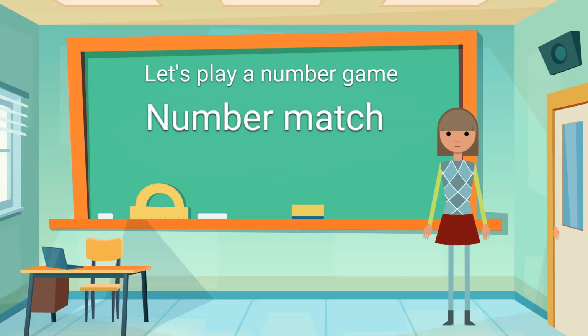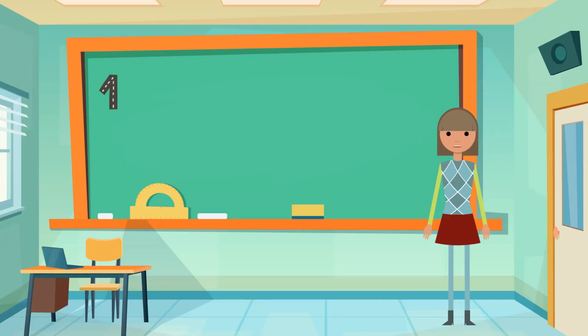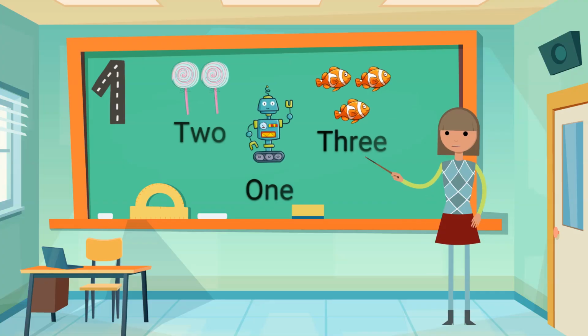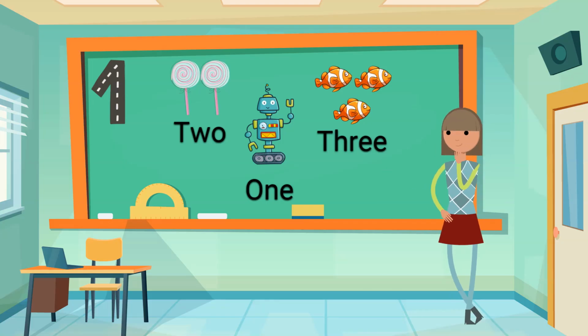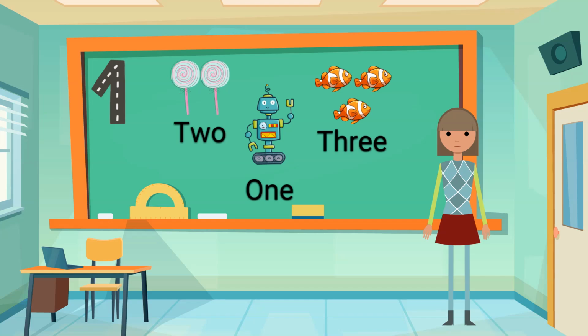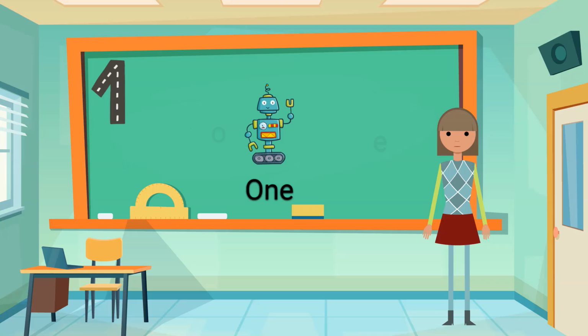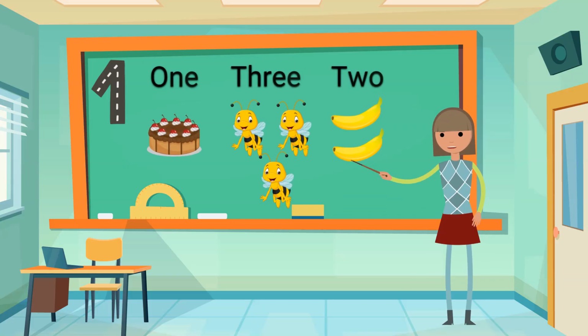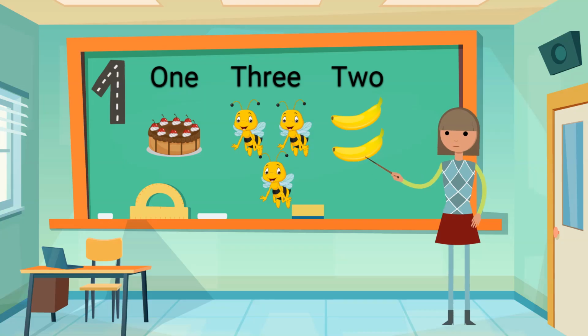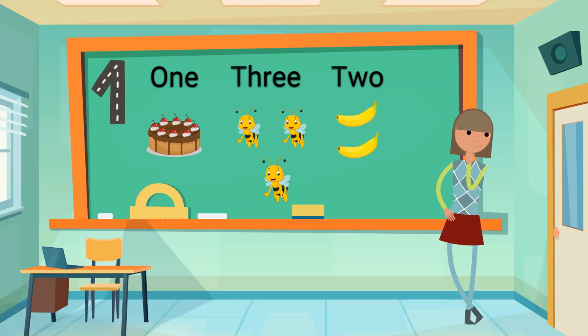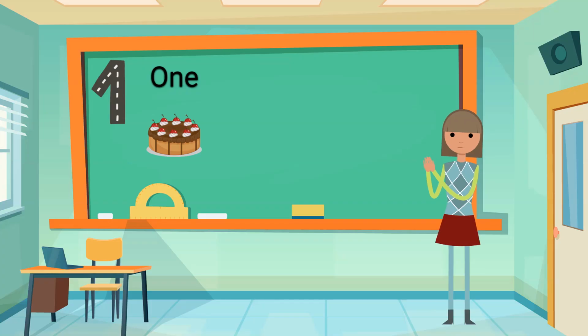Let's play a number game. It's a number match. In this one, we have to match number 1 with just one object. Which of these 3 objects is just one object? Yes, one robot. Let's see if you're right. Very good. Let's try again. Now, in which of these pictures you only see one thing? Yes, one cake. Very good.